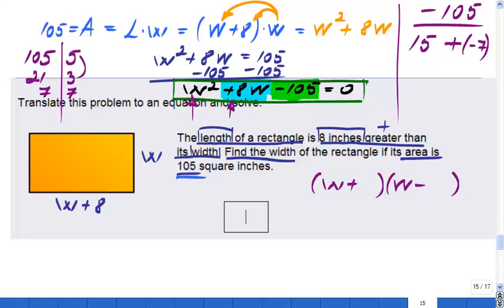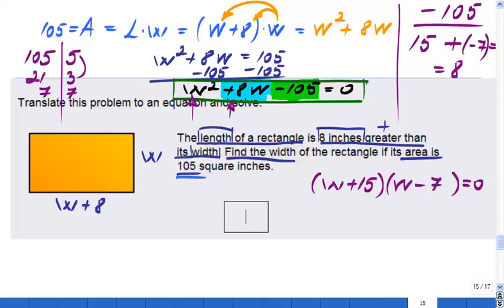And now let's see, is it 15? Is 15 plus negative 7 equal to 8? Yes, it is. And I'm done. It seems to me that the factorization of this trinomial W squared plus 8W minus 105 is W plus 15 times W minus 7. Okay? And this one should equal 0.